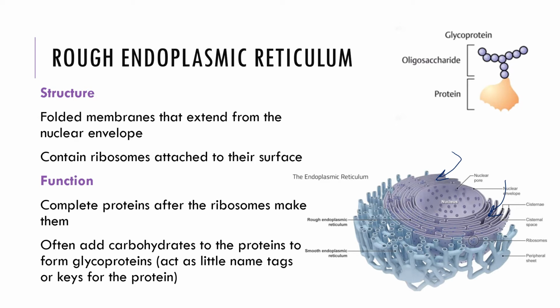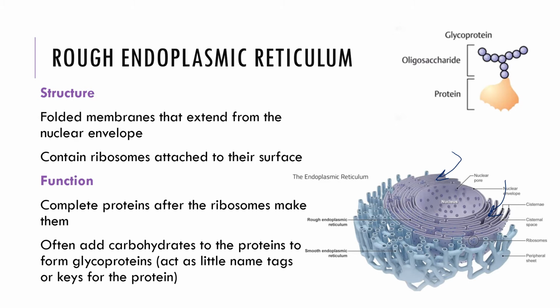The rough ER has ribosomes attached to the surface as well. So wherever there's ribosomes, we're making proteins. So the function of the rough ER is to finalize those proteins. The ribosomes will make them, and the rough ER packages them and helps them fold properly and can even help facilitate forming quaternary structures where two different polypeptide chains come together. They'll often add carbohydrates to the proteins, making them something called glycoproteins.